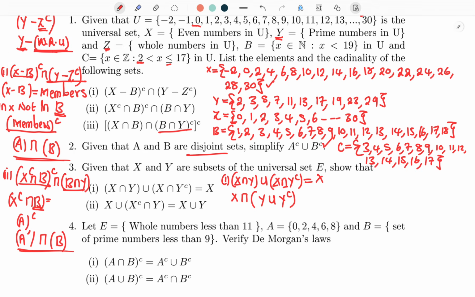Now, Y union Y complement is equal to the universal set. Remember set operations or algebras. So you're going to have X intersection the universal set. What is X intersecting the universal set? The answer is simply X, because whatever is in set X is also in the universal set. So you are going to get X, and that is how you are getting X there. So you have actually proven. You have proven. Okay, let's try the second one.